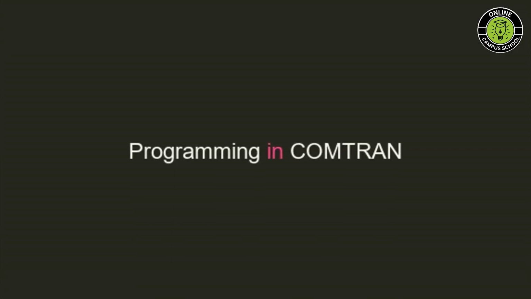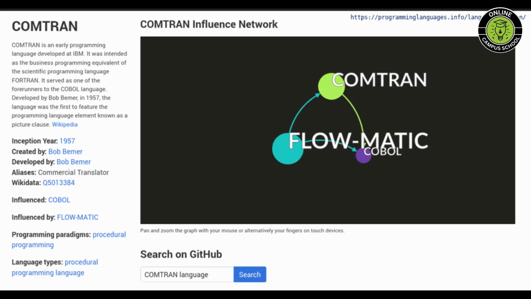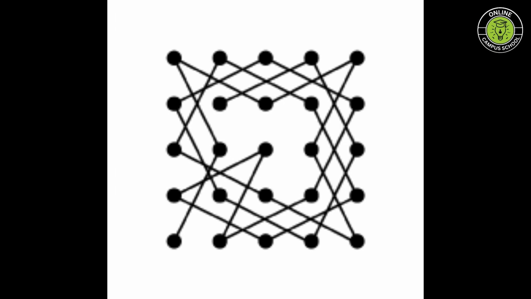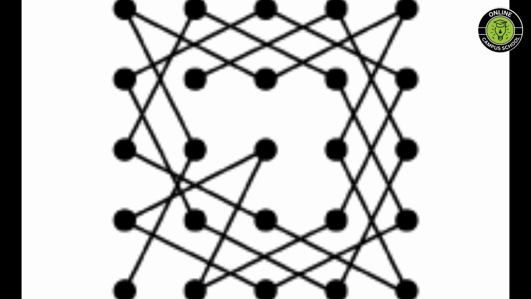8. COMTRAN. COMTRAN was developed in 1957. COMTRAN was the first programming language to include a picture clause, which defines how a data item should be formatted for output. COMTRAN was also a precursor to the COBOL programming language.